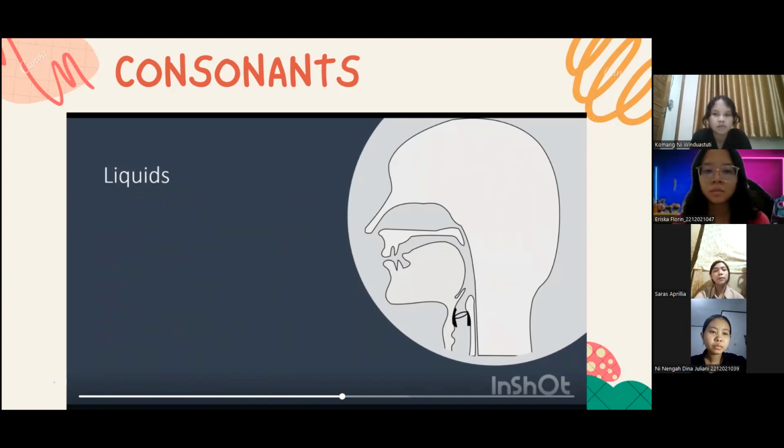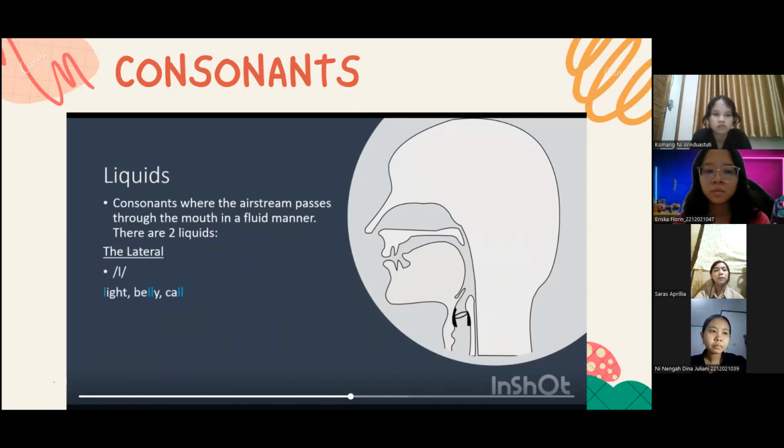Of the liquids, there's only two liquids. You have the lateral, which is the letter L, pronounced l, like in light and belly and call. But the air actually escapes through the sides of the tongue, and that's why it's called the lateral.